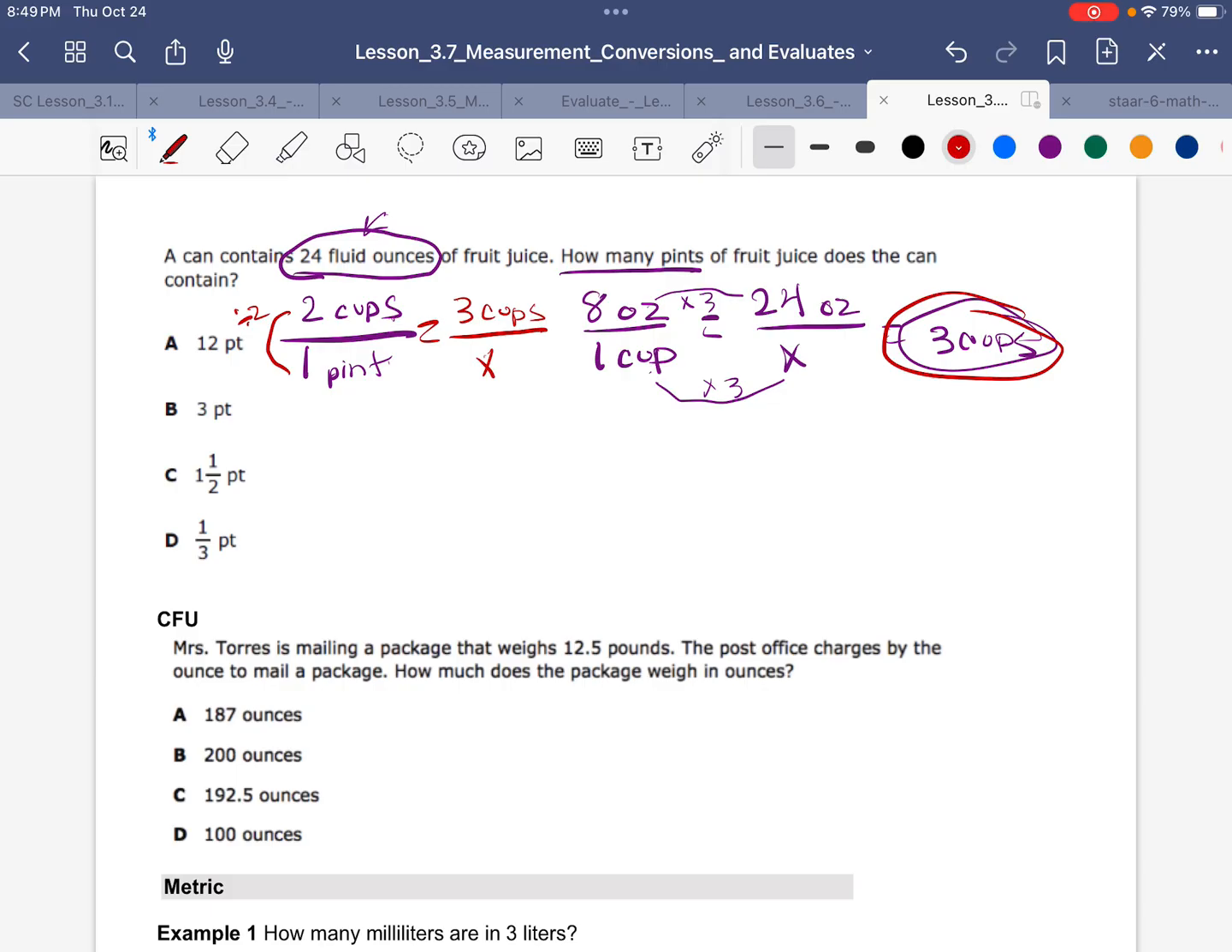And 2 divided by 2 is 1. So if we did 3 divided by 2, it will be 1 and a half. And we got fractions here or whole numbers, so we know we don't need a decimal. So it'll be 1 and 1/2. This guy comes here like a mixed number. Our denominator stays the same. So 1 and 1/2 pints.